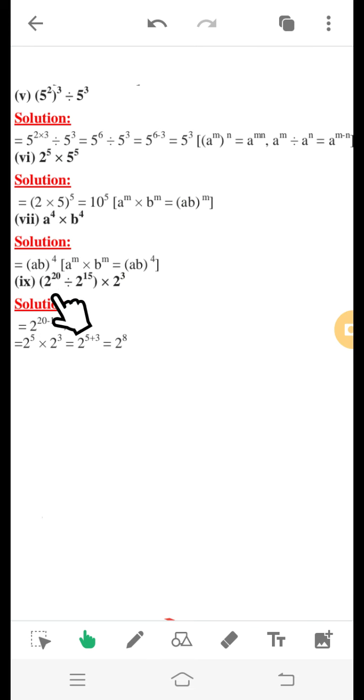Next one, 2^20 ÷ 2^15 × 2^3. Here the division base is the same, so we have to subtract the powers. So 2^(20-15) × 2^3. So it's 2^5 × 2^3. Now we have to add these powers. 2^(5+3) = 2^8.